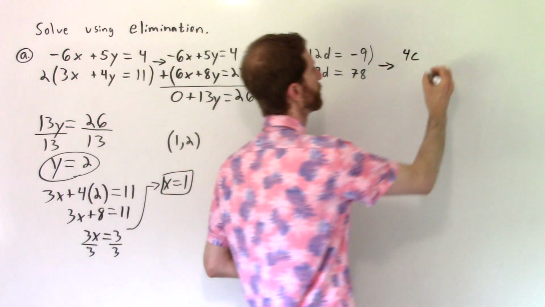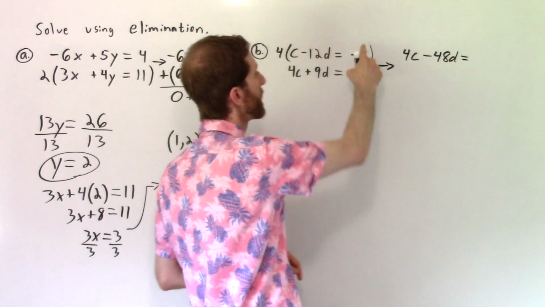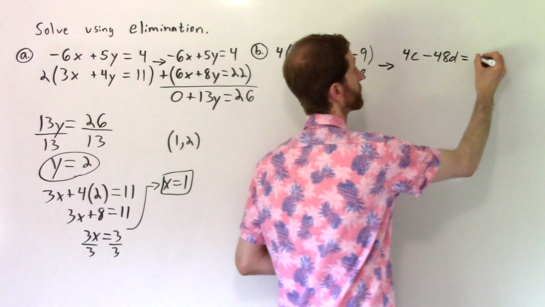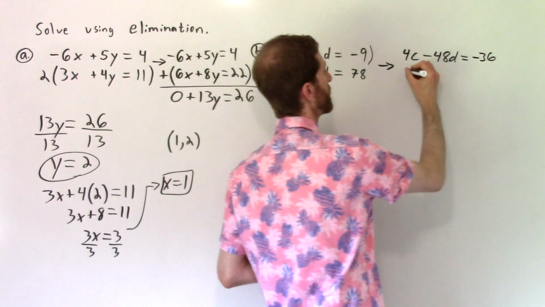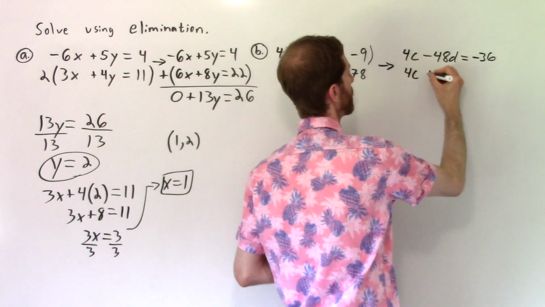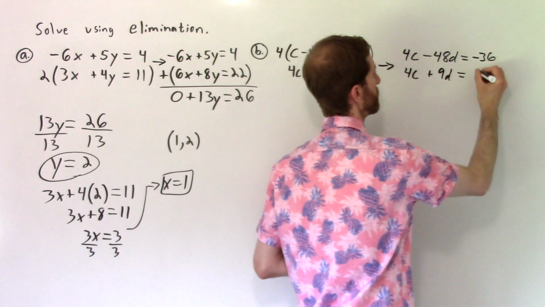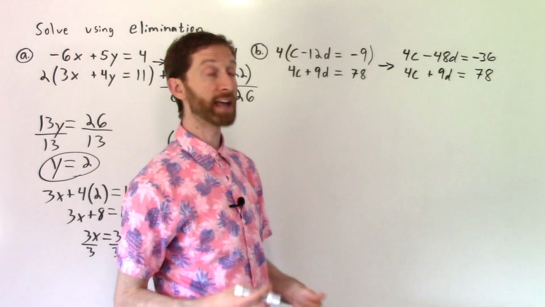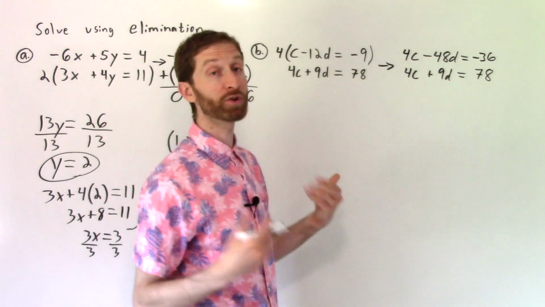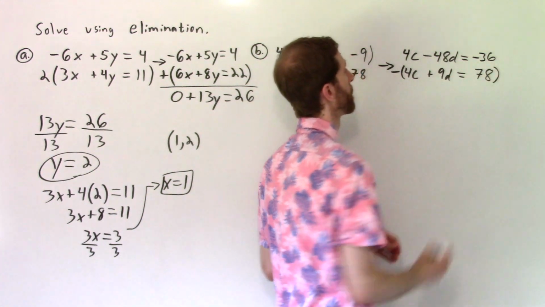So that gives me 4c, multiplying everything by 4. -12 times +4 is -48d. 4 times -9 is -36. Beautiful. And then we're going to copy over the other equation. We haven't done anything to manipulate it. That's 4c plus 9d is equal to 78. Beautiful. So now from here, I need to get rid of the c's. And to do that, I could use subtraction. So I'm going to subtract the bottom equation from the top one.